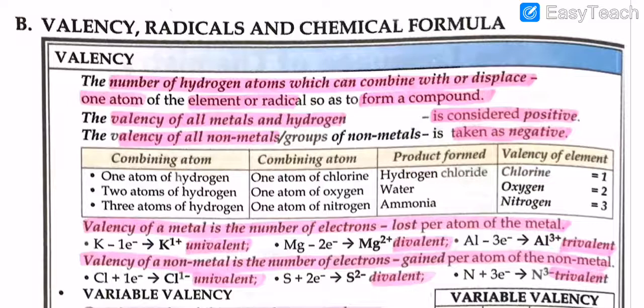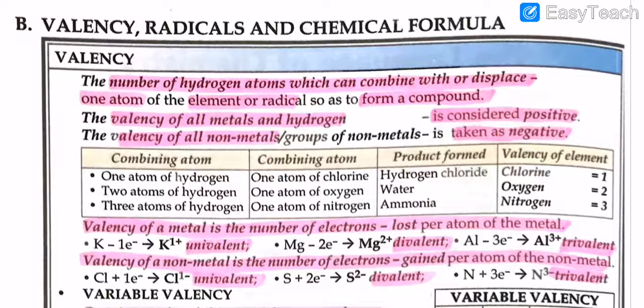Just go through it. The number of hydrogen atoms which can combine or displace with another atom or element or radical to form a compound will be called the valency. Now, the valency of metals and hydrogen is positive and of non-metals is negative. Again, an important factor which is very easy, so I don't think you'll need to mark it, just go through it, because this is a revision class.